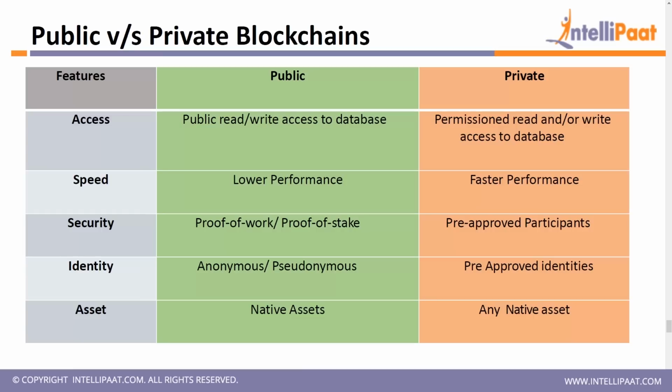Assets. Native assets are used in public blockchains, and in private blockchains any asset can be used as a native asset in order to store the transactions. So this was all the comparison between public and private blockchains.